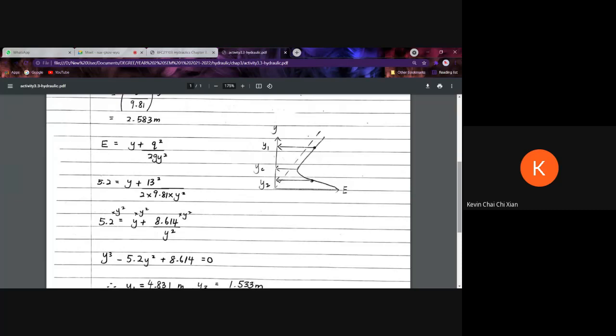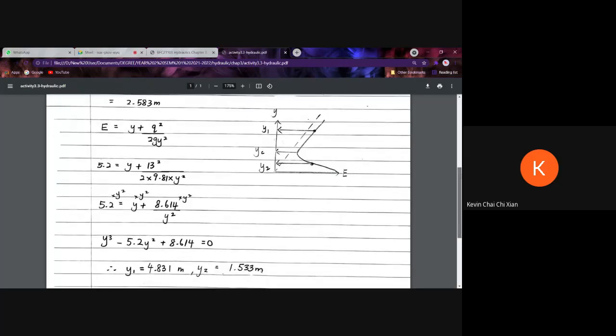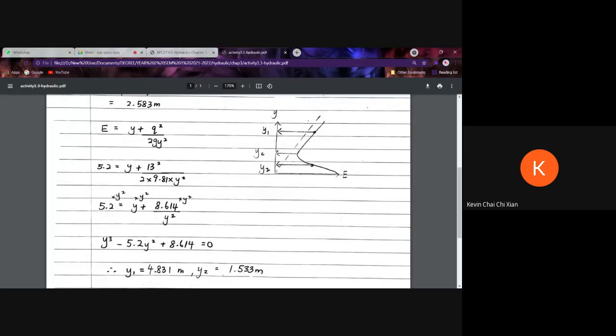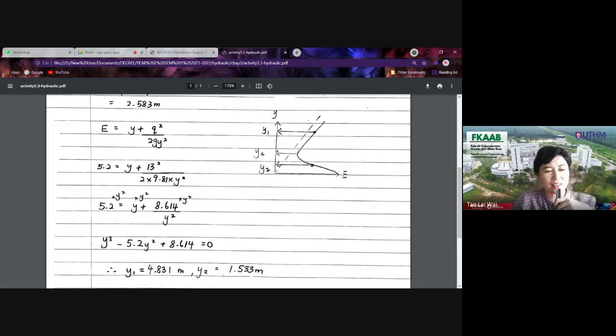And then we substitute the value and get 5.2 equal to y plus 13 squared over 2 times 9.81 times y squared. And then the whole equation we times y squared, and we get the new equation y cubed minus 5.2 y squared plus 8.614 equal to 0. We're using calculator to solve this equation. We get y equal to 4.831 meters and y equal to 1.533 meters. All right, thank you, Kevin.